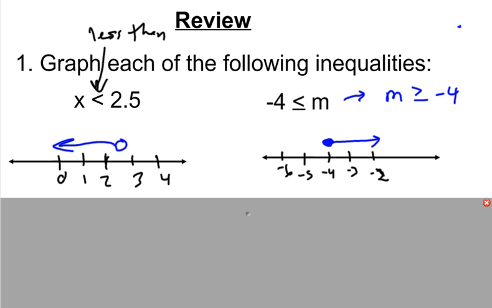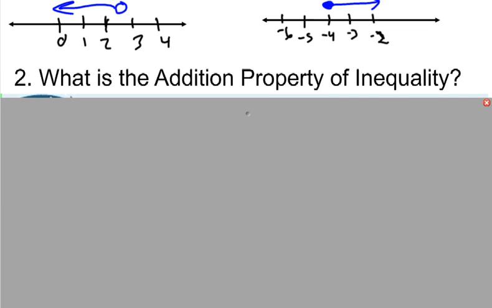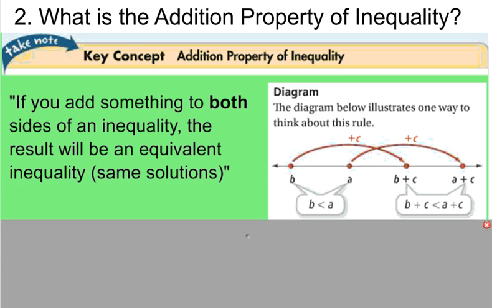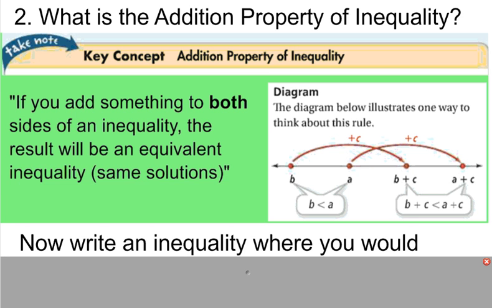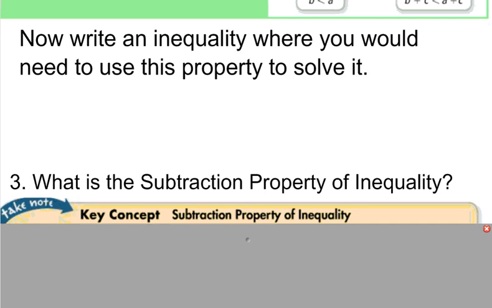Next question. What is the addition property of inequality? Hopefully you remember what it is. That was one of our first lessons, maybe last section for this chapter. The addition property of inequality is just like the addition property of equality, only we're using inequalities. I'm not going to go through this whole diagram, but if you add something to both sides of an inequality, the result will be an equivalent inequality. How that looks would be like this.